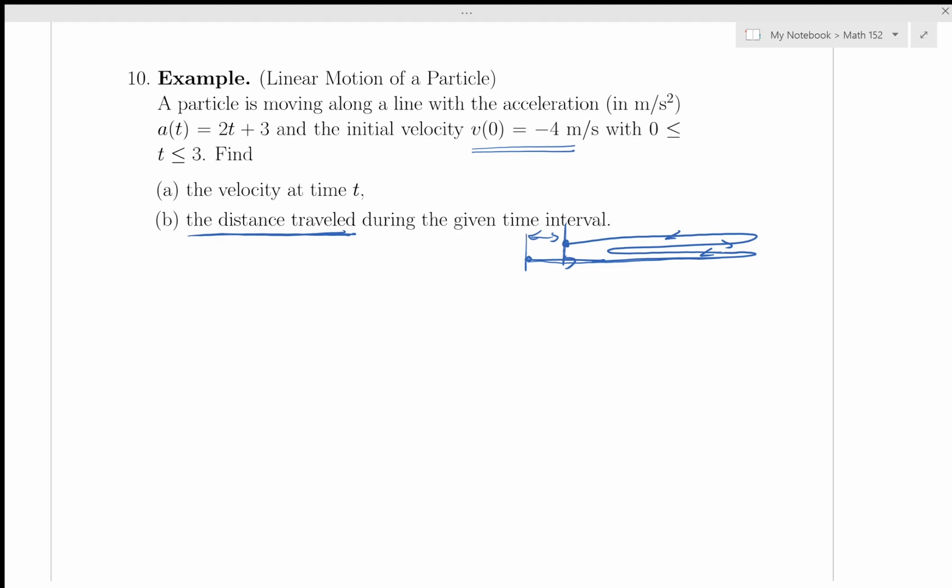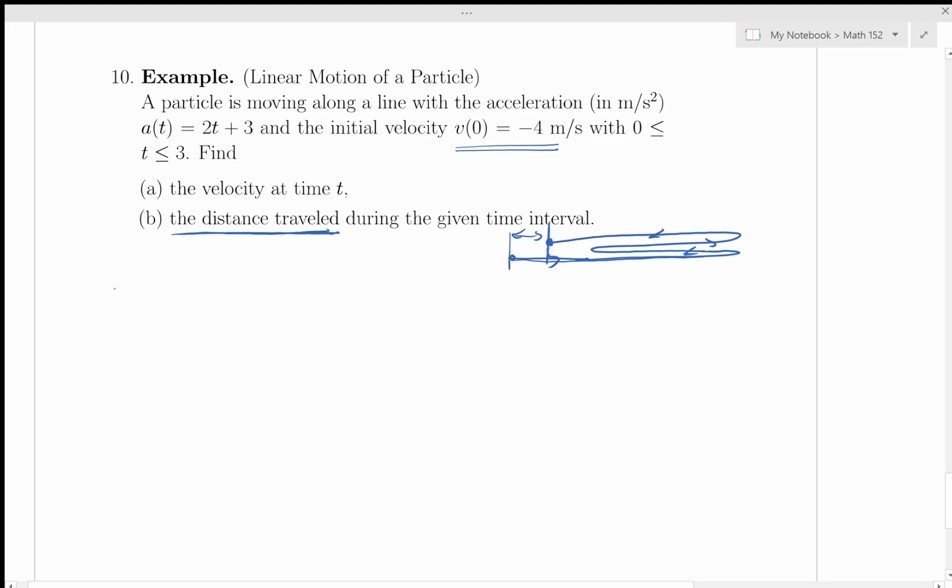What's the velocity at time t? So we know that the acceleration at time t is equal to 2t plus 3 meters per second squared. So the velocity at time t is the integral of the acceleration at time t. Back in Calculus 1, you learned that the acceleration was the derivative of the velocity. So these are inverse functions. So this is how it works. This is the Calculus 1 knowledge.